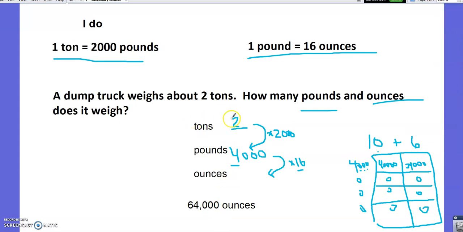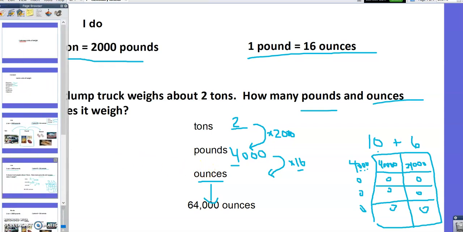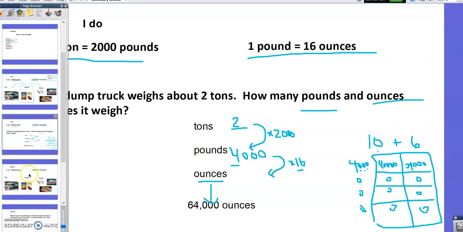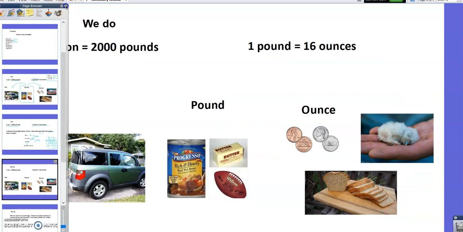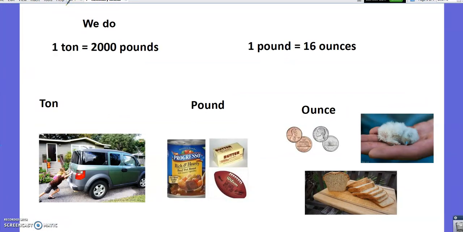Big unit, small number. Small unit, big number. It takes a lot of these to make 2 tons, a lot of ounces. Okay, go ahead and open your math notebook and let's do 2 things together. One is let's list the weights. So you have these in your notebook.